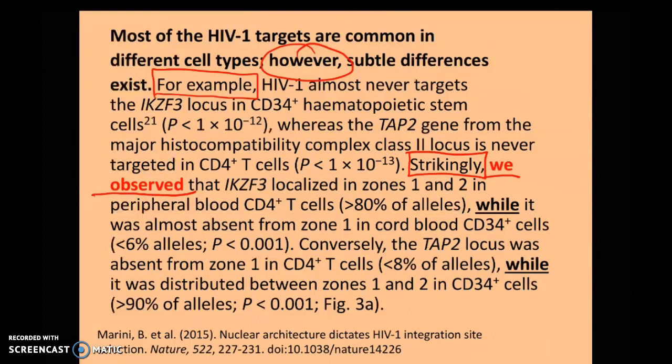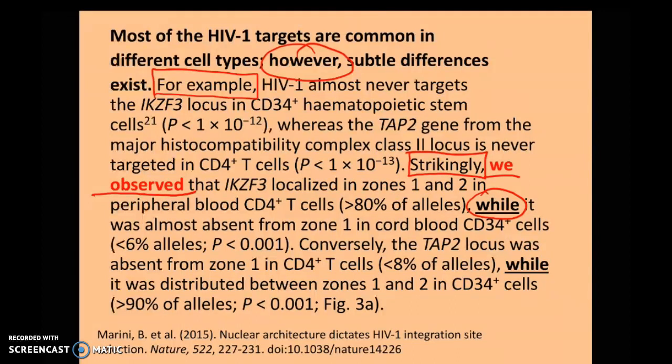So again, here the writers are clearly indicating to the reader with strikingly, like, wow, they have made a big discovery, or something is really unusual in this particular observation they're presenting to us now. We observed, and then so on, whatever they observed. And then this piece that I've underlined, this is what they observed, while something was almost absent from zone 1 in cord blood CD3-4 plus cells.